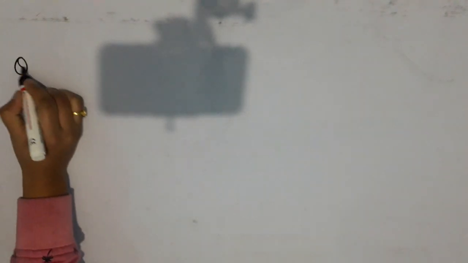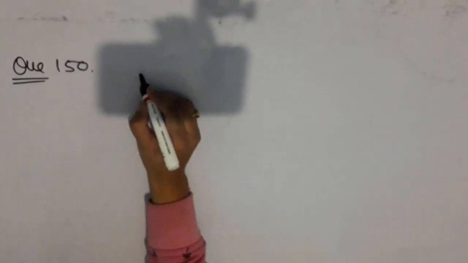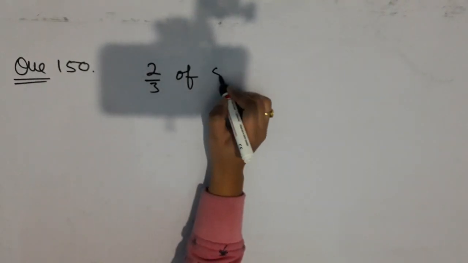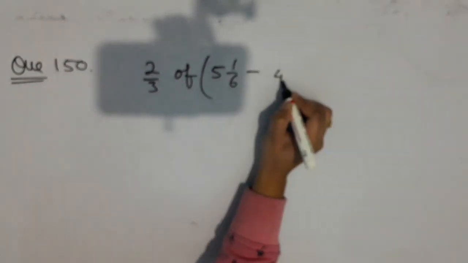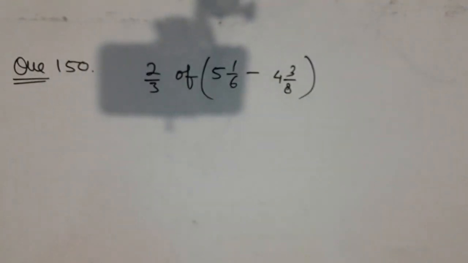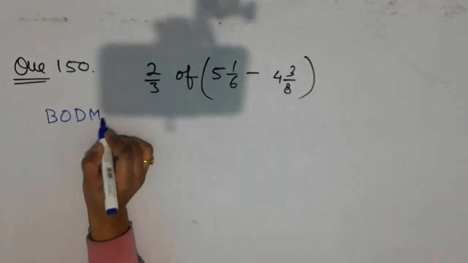Now we are going to question number 150. That is 2 by 3 of (5 1 by 6 minus 4 whole 3 by 8). Now, same as before, the BODMAS rule. You will follow the BODMAS rule.